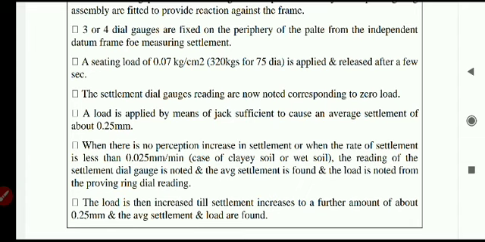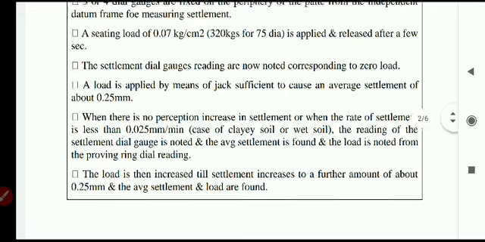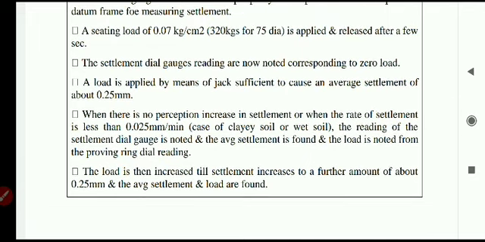Means every time the load is applied in such a manner that 0.25 mm of settlement should occur. So if 0.25 mm settlement is occurring, then whatever load is causing that settlement is noted down. So here also the load versus settlement relation is calculated.